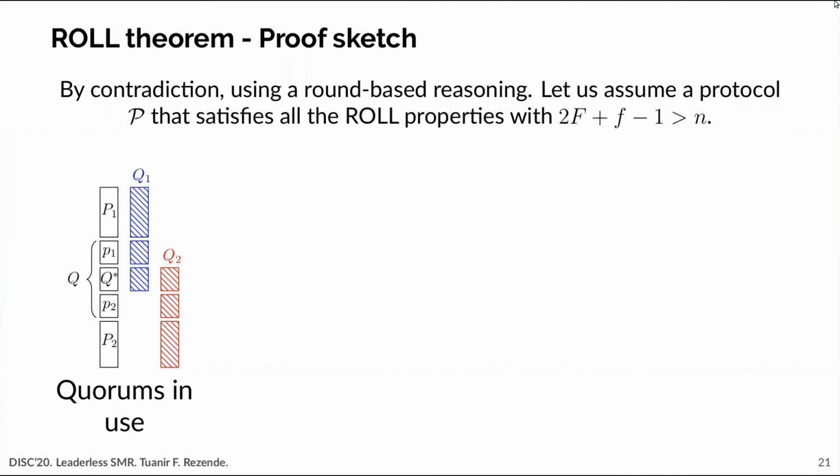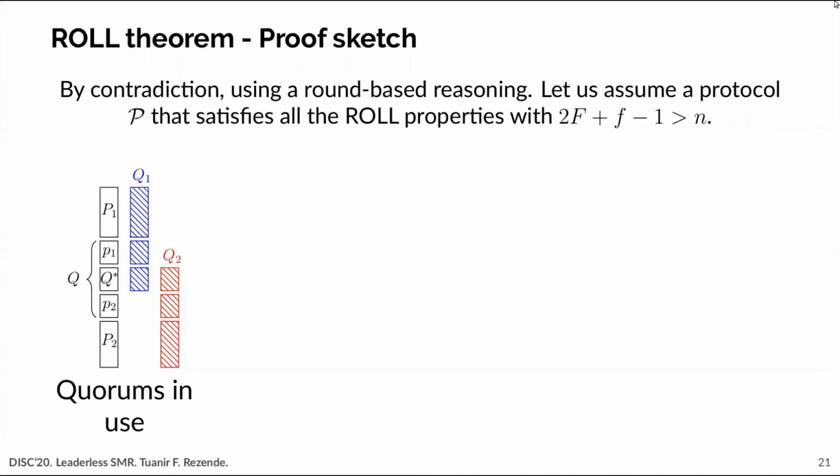So now I proceed to give the proof sketch for the role theorem. The proof goes by contradiction, using a round-based reasoning, and relies heavily on indistinguishability arguments. Let's assume the existence of a protocol P, satisfying all the role properties and abiding by the inequation on the screen. And further, let us pick 2 non-commuting commands, A and B, belonging to the command set. The first step consists of partitioning our system into 3 sets of processes: big P1 and big P2, which are 2 disjoint sets of processes, each one with size big F minus 1, and the rest of the processes form big Q.